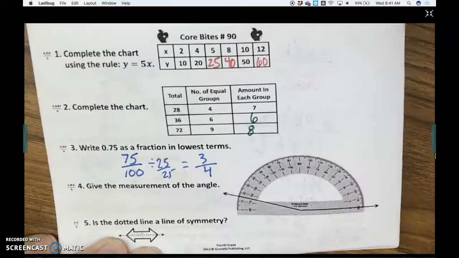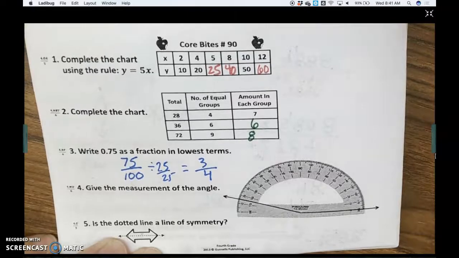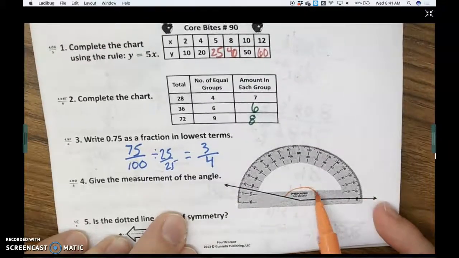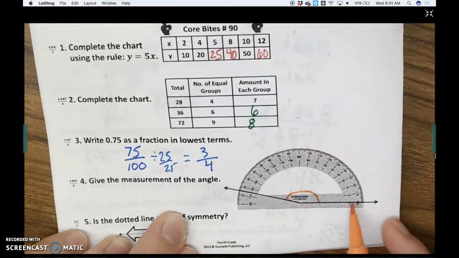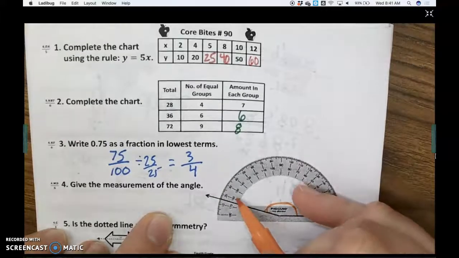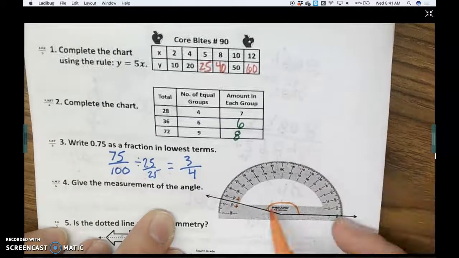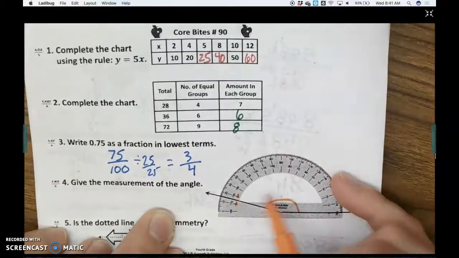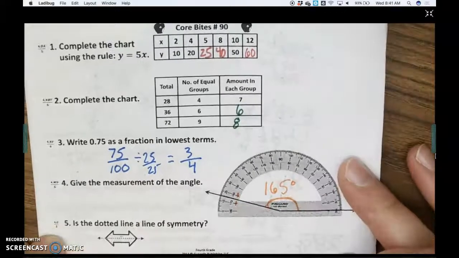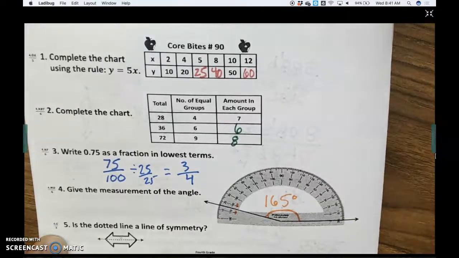For the next one, you are doing measurements with a protractor. You're looking at the angle. So it says try to give the measurement. So you're looking at the angle right here. So it starts here and it goes all the way over here. So if you can see, it is right there between 160 and 170. So that means this angle right here is in between that, so it's 165 degrees.